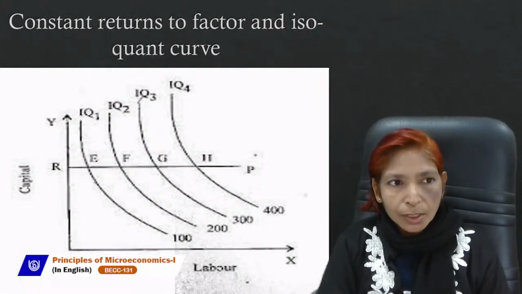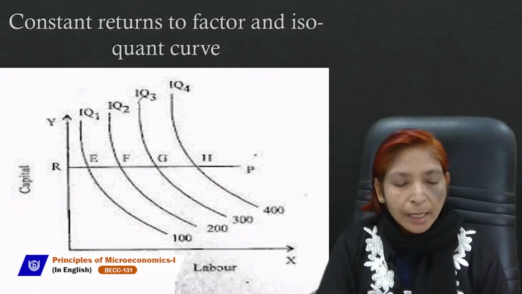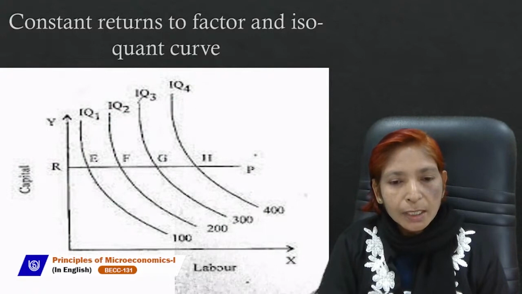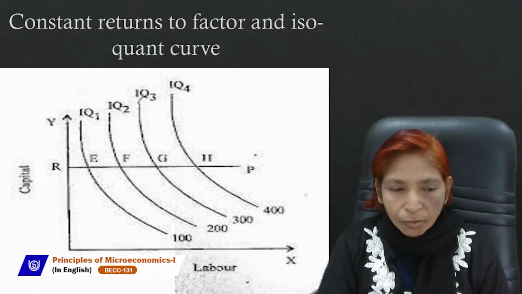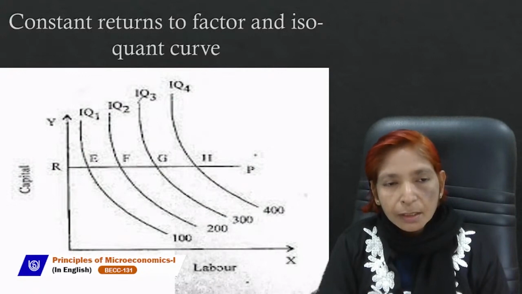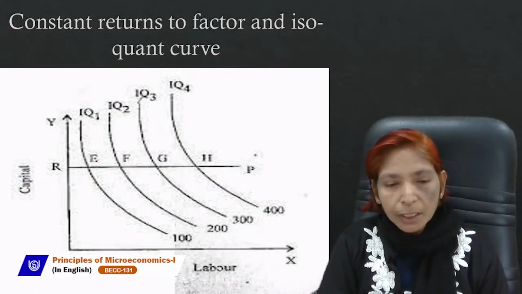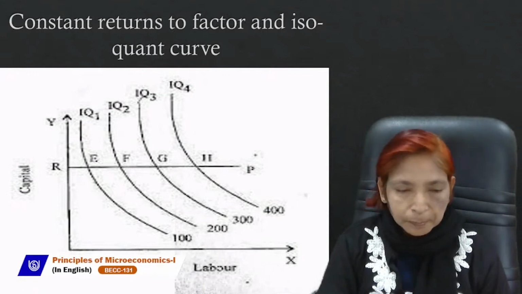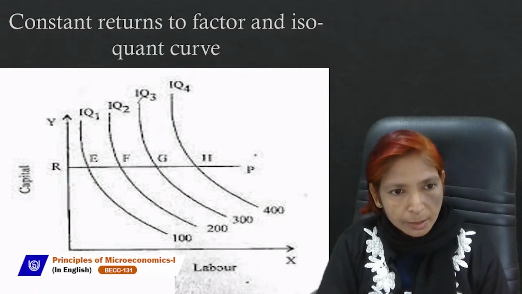This is showing constant returns to a factor with the help of isoquant analysis. Here the gap between EF equals FG equals GH. If the gaps between EF, FG, GH are all the same, then it will be called constant returns to factor. But the expansion path or RP line will be a horizontal line in the case of returns to factor, because the returns to factor law is applicable in the short run, not in the long run, in which one factor is variable and other factors remain constant.